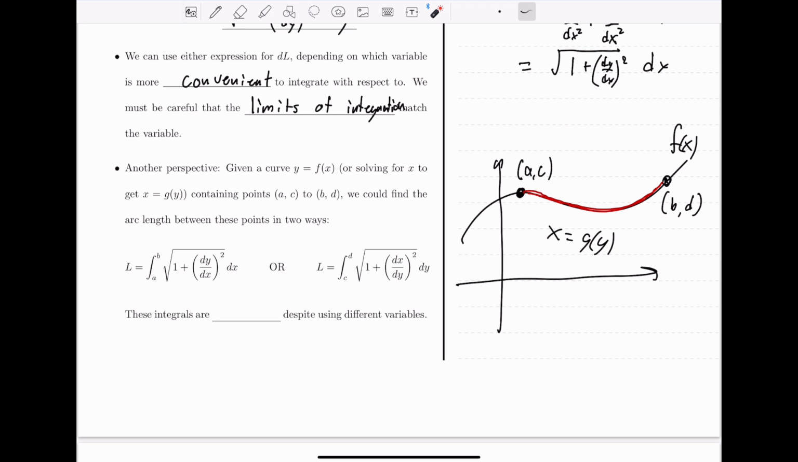Both of these integrals give us the same arc length. These integrals are equal, even though they use different variables and different limits of integration. There are different ways that we can arrive at the same arc length expression. Let's try some examples where we apply these arc length formulas.